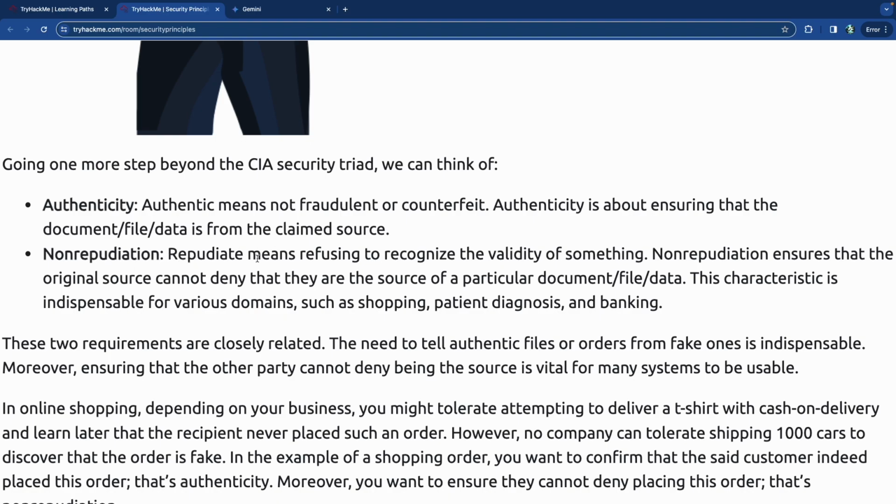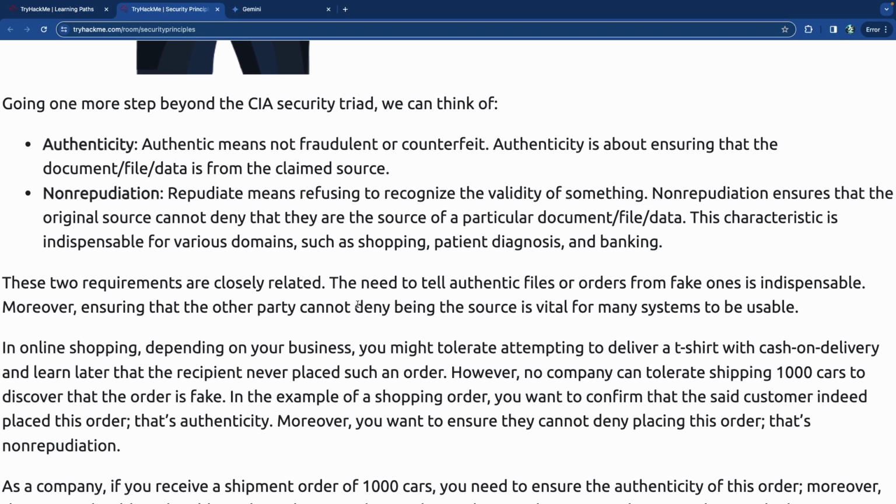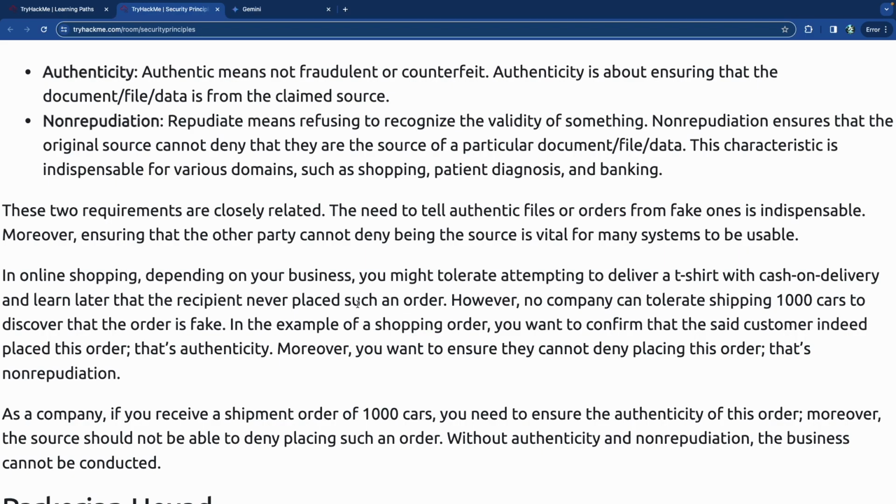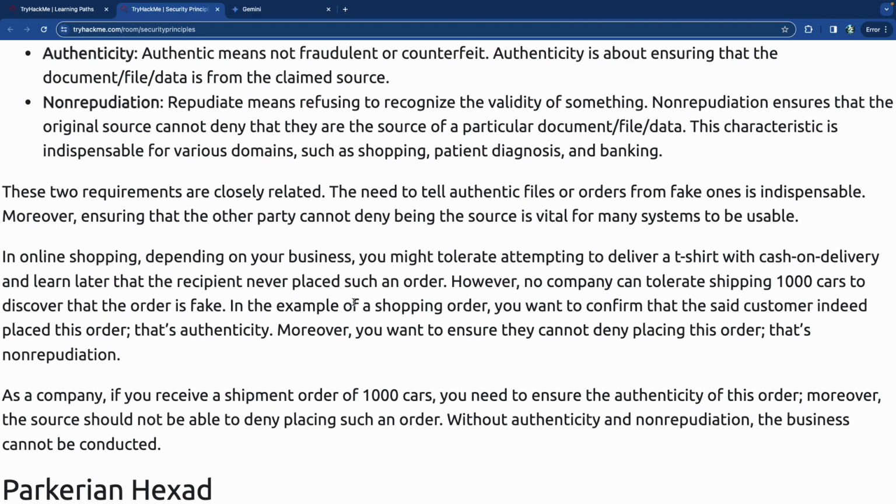Non-repudiation. Repudiate means refusing to recognize the validity of something. Non-repudiation ensures that the original source cannot deny that they are the source of a particular document, file, or data. This characteristic is indispensable for various domains such as shopping, patient diagnosis, and banking. These two requirements are closely related. The need to tell authentic files or orders from fake ones is indispensable. Moreover, ensuring that the other party cannot deny being the source is vital for many systems to be usable.